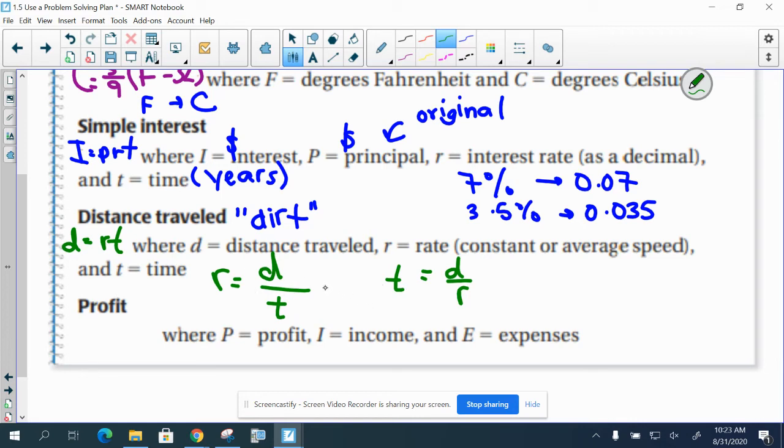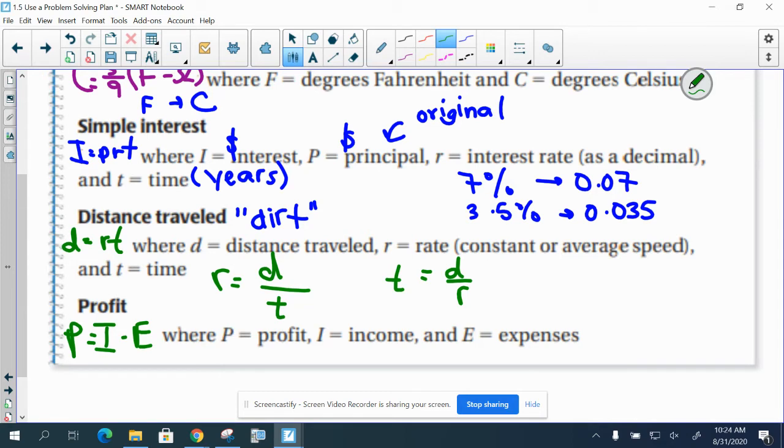And then finally, P for profit. Profit, the total amount you make, is your income, so the amount that your product generates, minus the expenses, which is your starting up cost and how much the actual unit cost to make. So that's how you get the total profit that you make.